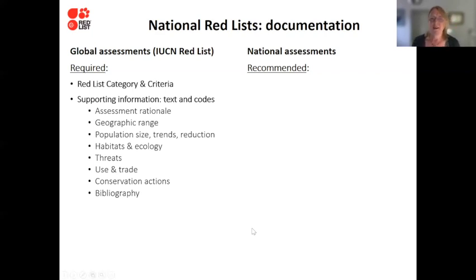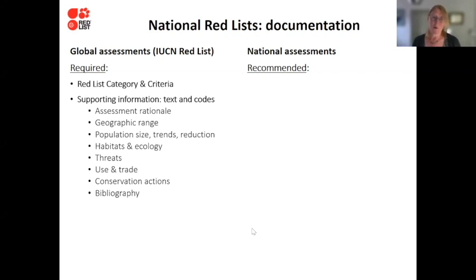But we also expect text. All of the assessments on the IUCN Red List are like miniature scientific papers, and they get published as a standalone PDF, every single one of them, all over 140,000 of them, nearly 150,000 of them now. So we need these assessments to be written out in a scientific way. So they need to include a rationale to justify why you've chosen that category and criteria for your species.